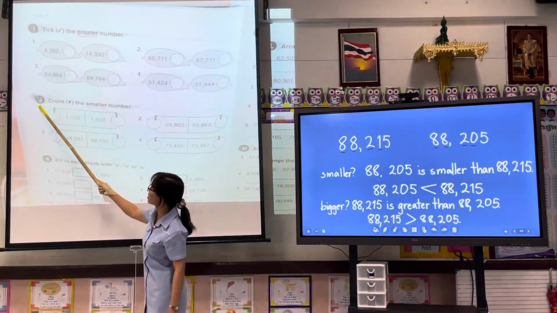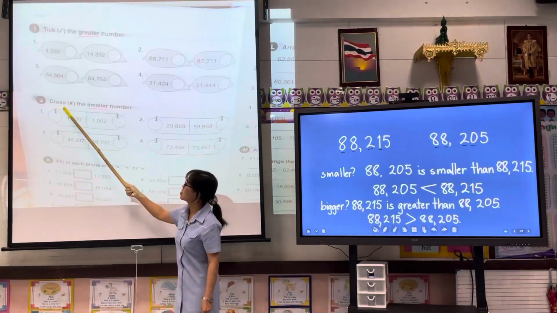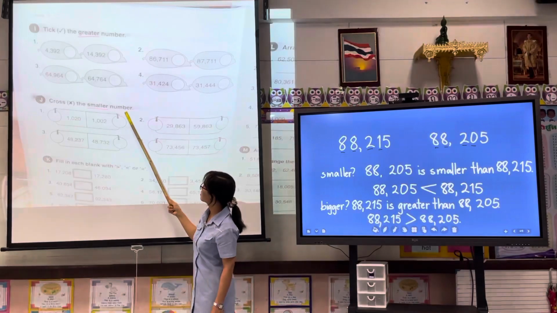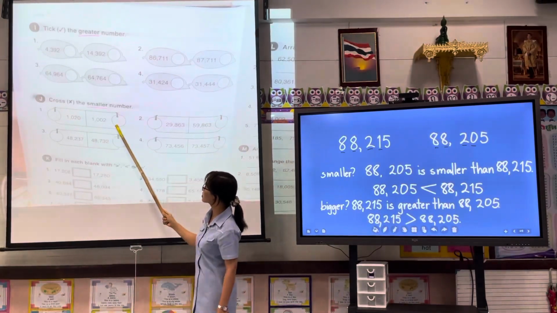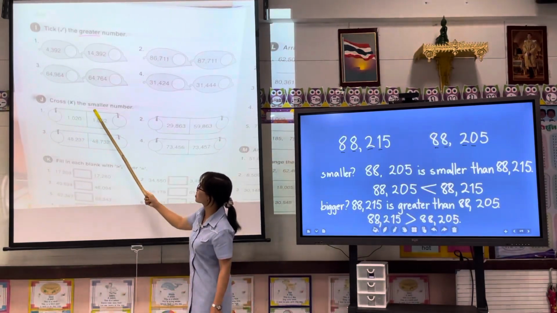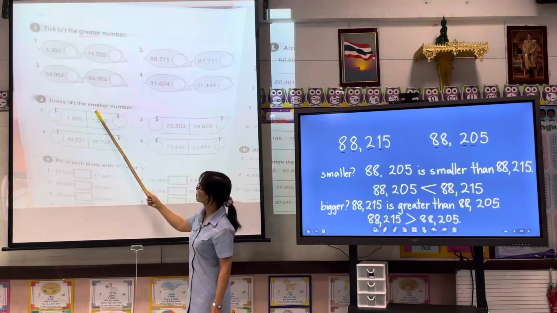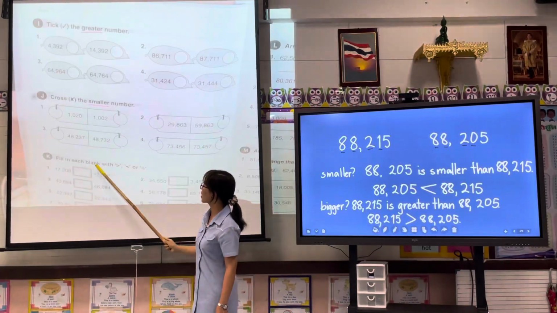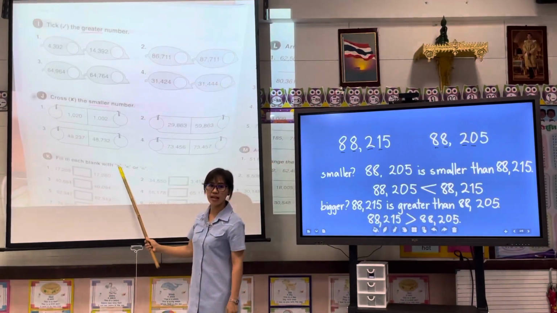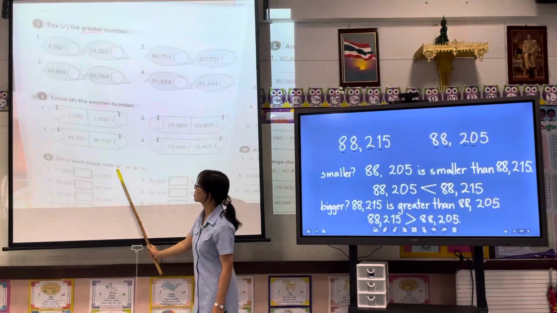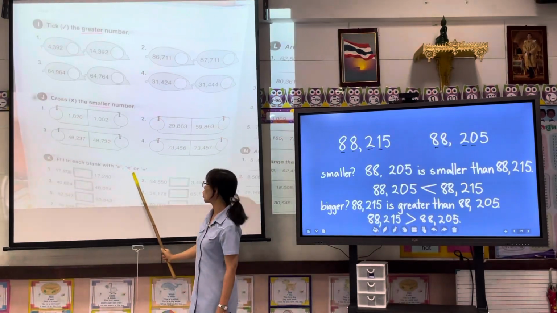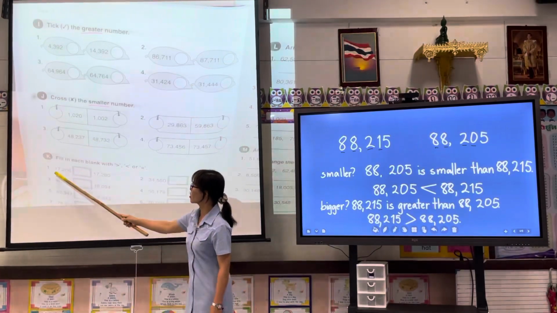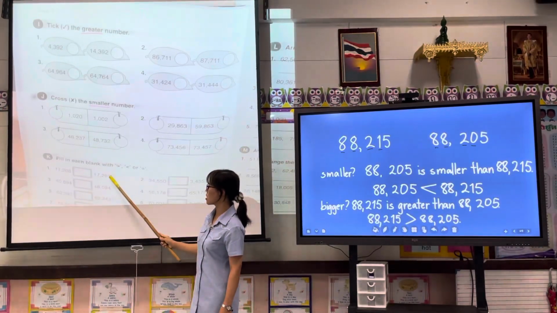Now, letter J, cross out the smaller number. Compare these 2 numbers and then cross. Which number is smaller? And letter K, fill in each blank with this sign. This sign, greater than, smaller than, or the equal sign. Just look at the numbers carefully.